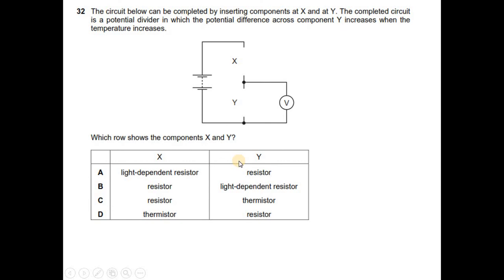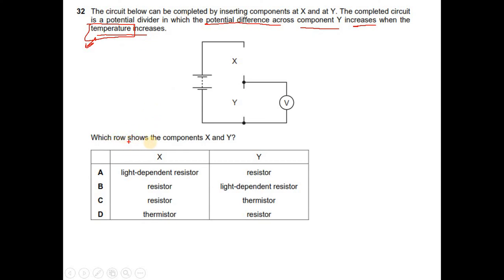32. The circuit below can be completed by inserting components at X and Y. The completed circuit is a potential divider in which the potential difference across component Y increases when the temperature increases. So it's all about two things. Whenever they are saying variation of potential difference or variation of resistance with respect to temperature, that means there must be involvement of a thermistor. So most of the time, temperature means thermistor.